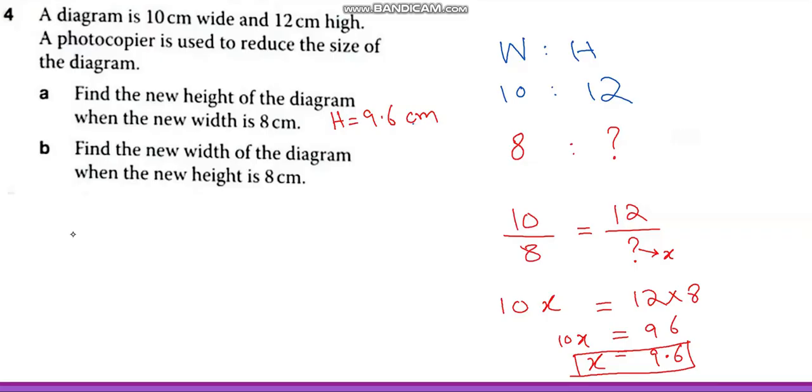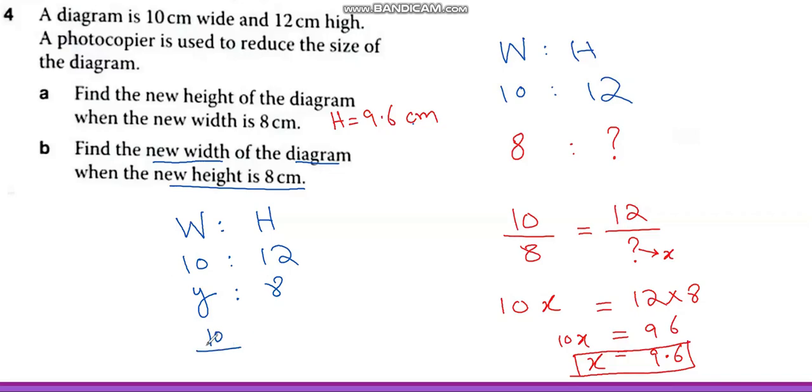Now we have to find the new width of the diagram when the new height is 8 centimeters. We will use the same ratio of the width and height, that was 10:12. But this time we want to find the width, which we can call y, and the new height is 8 centimeters. Again, we can do cross multiplication, meaning the ratio of both width and height should be the same, 12/8. So let's solve it.